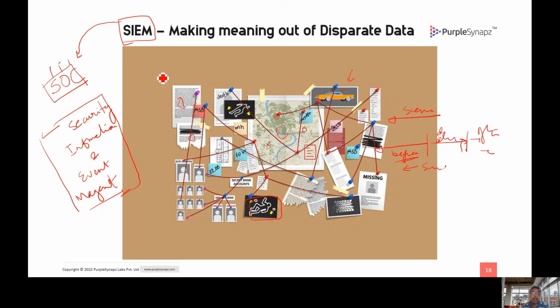So what you are doing is you are only collecting logs here, or collecting evidences here, there, and all this. And then you put it together in a board. And then you start finding meaning out of the data.